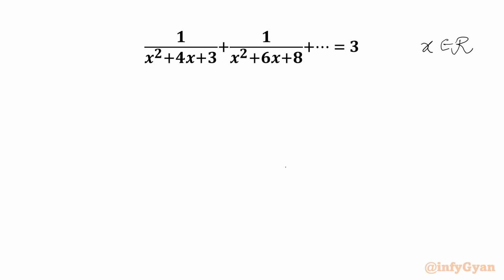So let's get started. At first glance, this equation looks impossible to solve. Can an infinite rational expression actually equal 3? Now most of us try to solve this question in a wrong way, because here is one hidden technique which I will demonstrate in this video. You can pause this video and try this equation by yourself first.